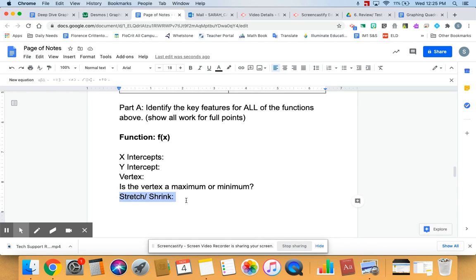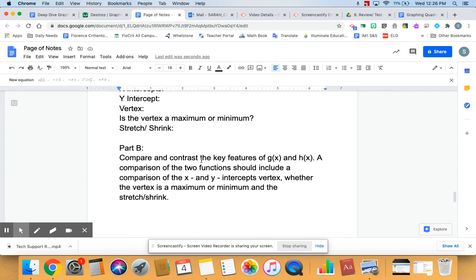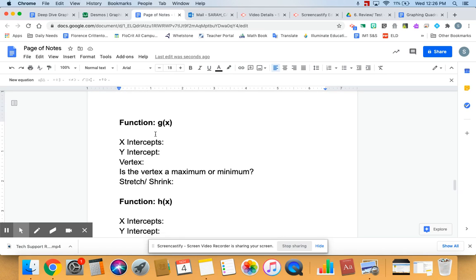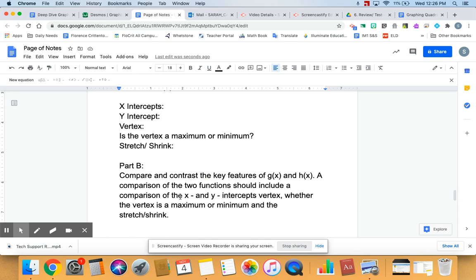Stretch/shrink, remember, is the A in front. You do it for all 3. And then in part B, they want you to compare and contrast G and H. So they specifically in this one only want you to do these 2, the G and the H. And they want you to compare the 2 functions. And for the rest, all these words are just saying compare everything.